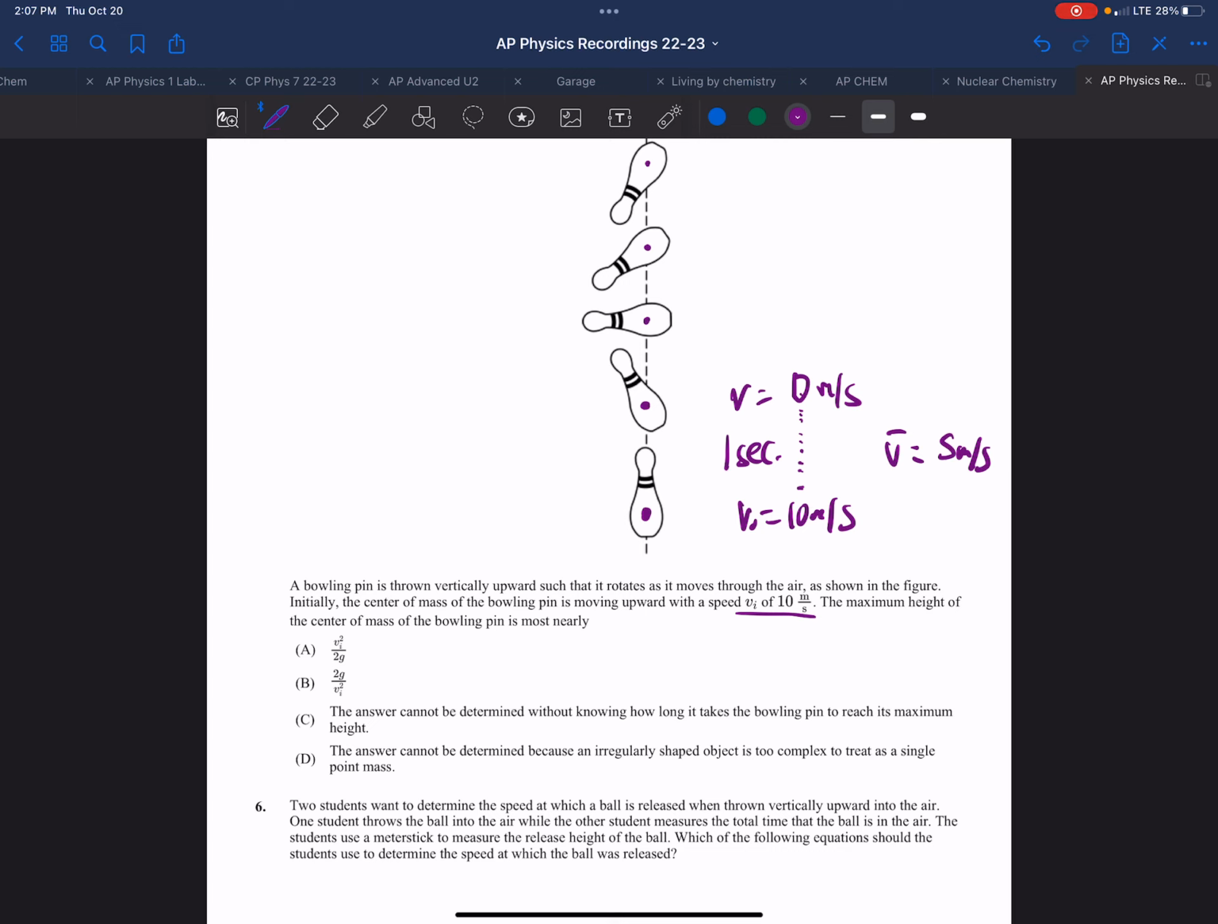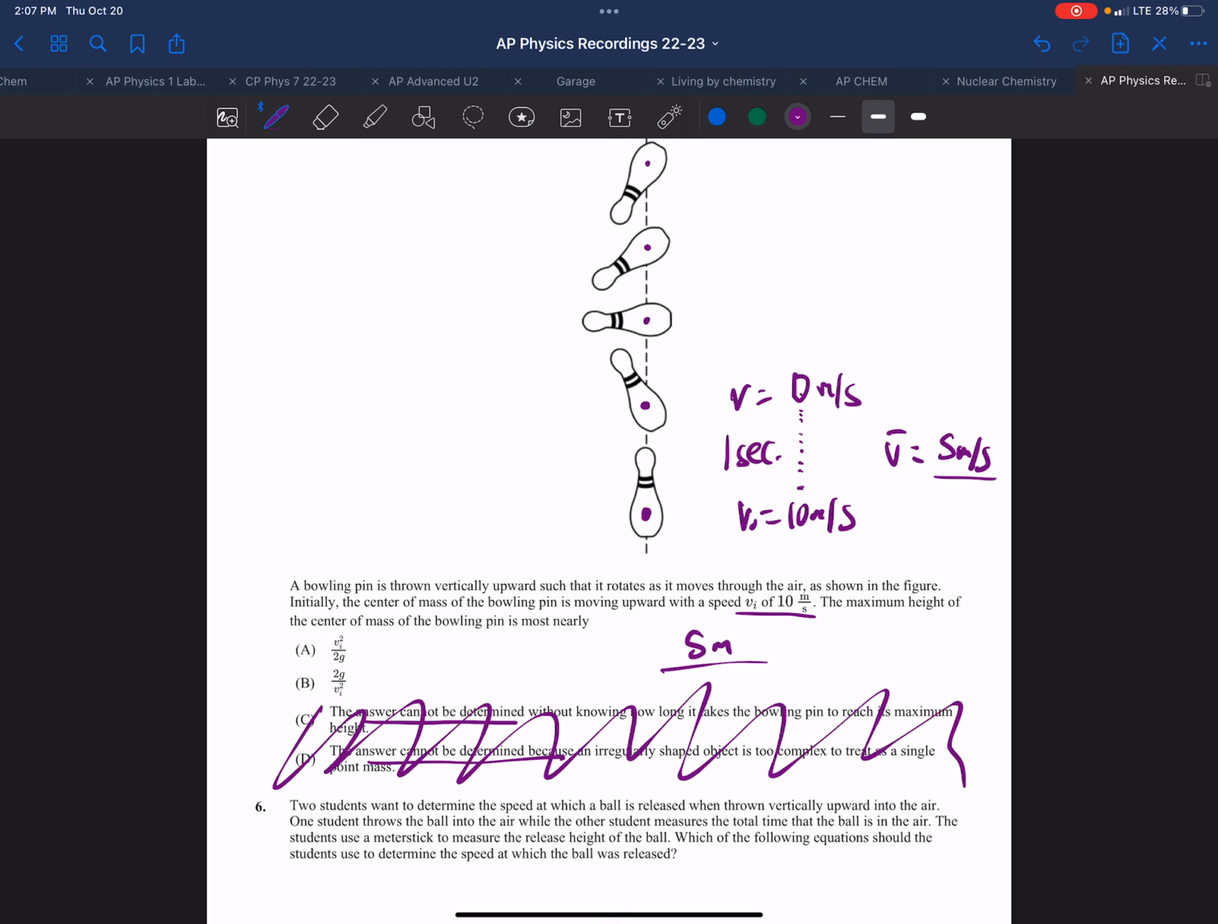Now, the question is asking us to determine the maximum height. Well, if its average speed is 5 meters per second, and it's 1 second, it would be 5 meters. But that is not what they're asking. They're asking for an expression, or excuse me, the formula in variables. And of course, you look at choices C and D, it says it cannot be determined. Well, that's clearly false, because we just determined it, 5 meters. So it definitely can be determined.